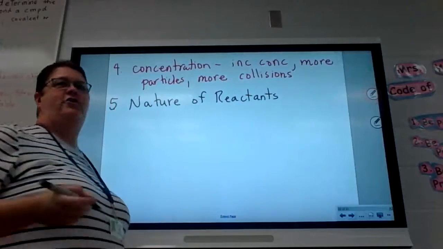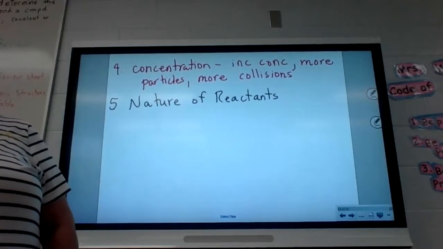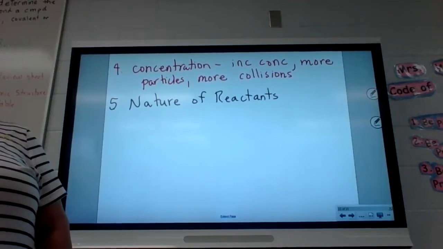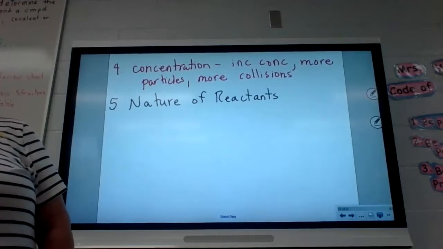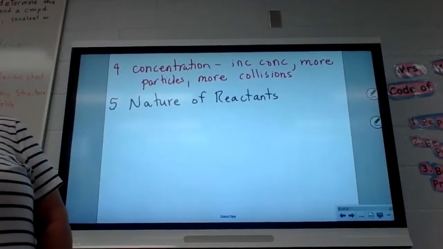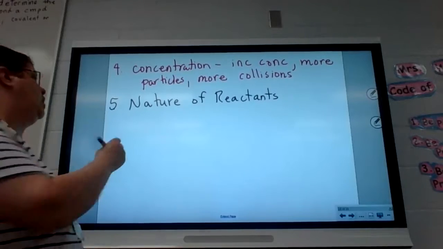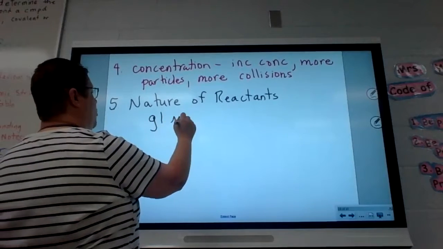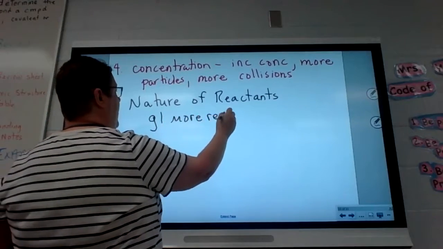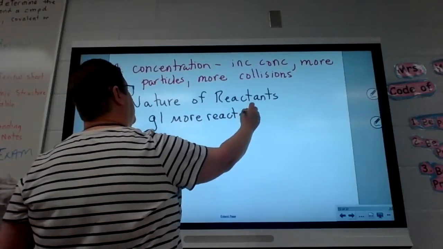Number 5 is the nature of the reactants. For example, give me somebody on the periodic table you know would go fast. Sodium, because it's in the first group. That's right. So group 1 is more reactive than, give me someone who you know would be slower. Helium.